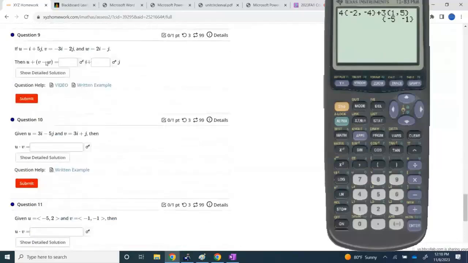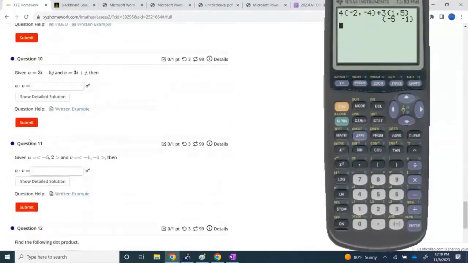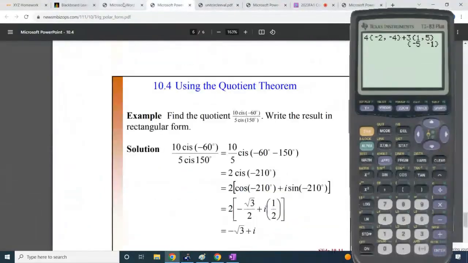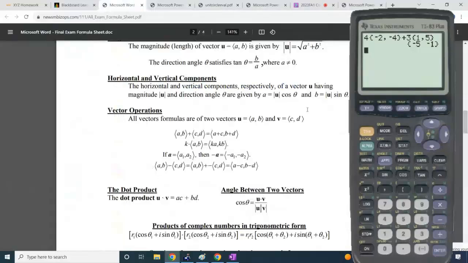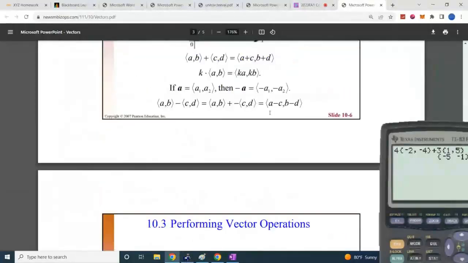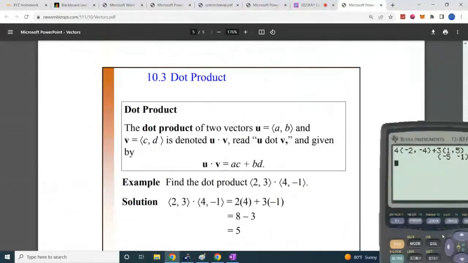But, okay, so 9 works about the same, right? Just put that in the calculator. But whenever you see the multiplication, you cannot multiply vectors in the calculator. So this is where we must use some formulas. Whenever you're asked to multiply vectors, you must use something called the dot product. And where is it? It's the dot product.